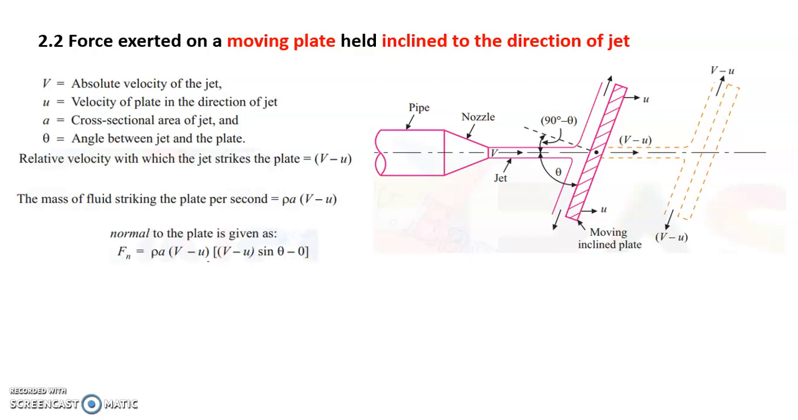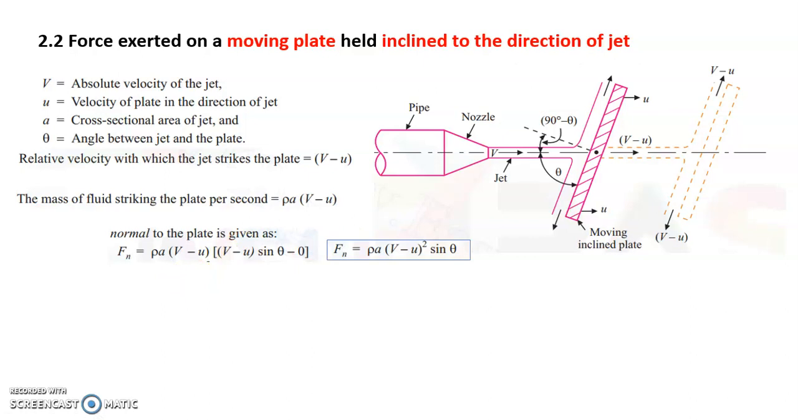Now let us calculate Fn. Fn is the force which is normal to the plate, so it's calculated in an axis which is normal to the plate. And which is very obvious, you resolve this v minus u in this plane. So it becomes (v minus u) sine theta, or (v minus u) cos of 90 minus theta. It becomes (v minus u) sine theta here, and it is rho into a into (v minus u).